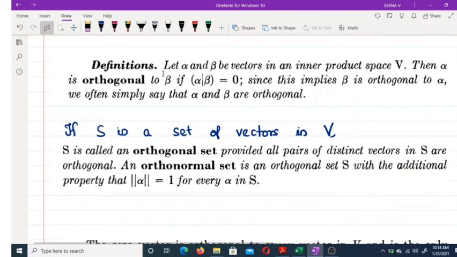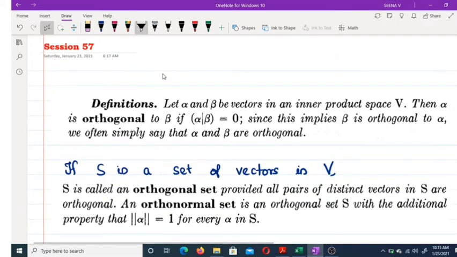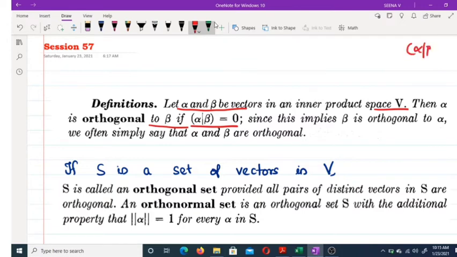Now, what do you mean by orthogonal? Let alpha and beta be vectors in an inner product space V. Then we call alpha orthogonal to beta if the inner product of alpha and beta equals 0. Similarly, vice versa, beta is also orthogonal to alpha. In this case, we usually say alpha and beta are orthogonal.